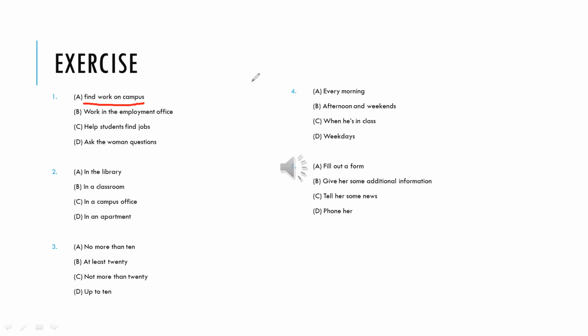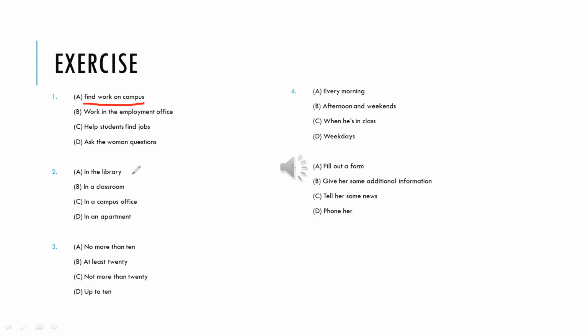And then for number 2, the question was, where does the conversation take place? So remember, questions of who is talking, where does the conversation take place, and when does the conversation take place are common questions in part B. So we can anticipate these answers, okay?